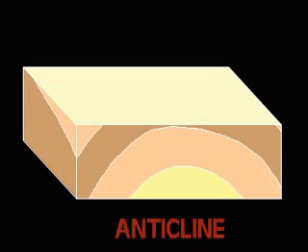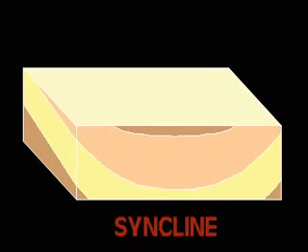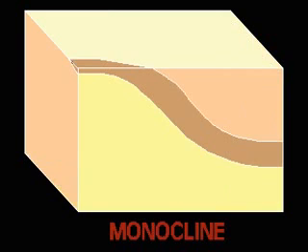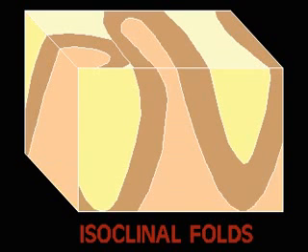An anticline is a fold that curves upward and has older rocks at the center. A syncline is a fold which curves downwards and has older rocks on the flanks. Other types of folds which are found are recumbent folds, chevron folds, monoclines, and isoclinal folds.